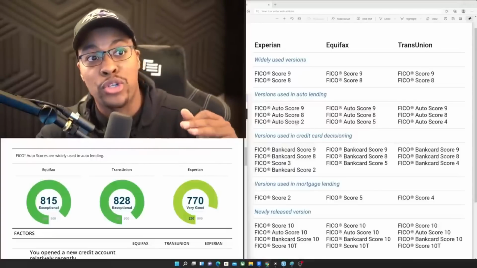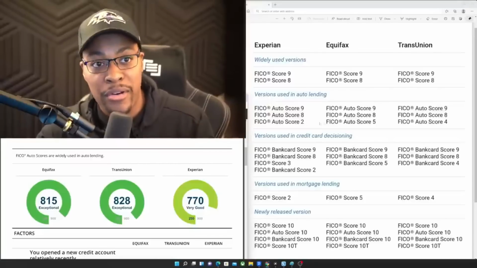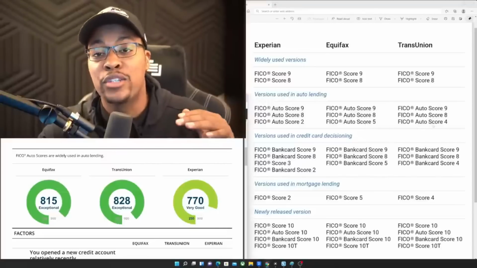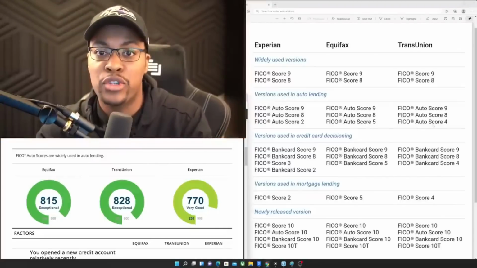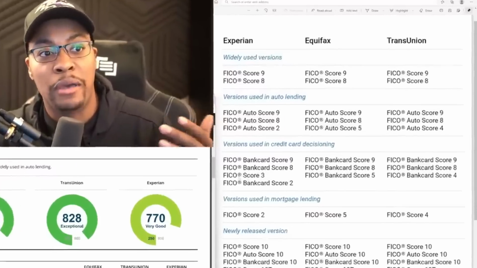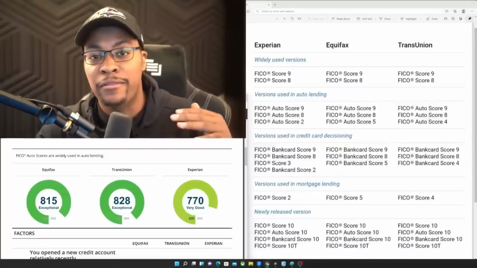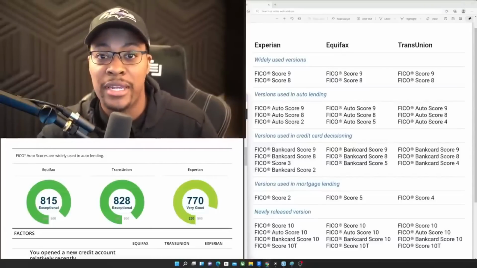You have your auto score 2, and just think of FICO 2. Anytime you see a 2, that's going to be Experian. The FICO 5 is going to be Equifax. The FICO 4 is going to be TransUnion. So it's going to be very specific to the credit bureau that's feeding that particular scoring model. You also have FICO 3, which is going to be in credit card decisioning, but that's only going to be for Experian data. So that's just something to think about whenever you see the FICO numbers. FICO 2, FICO 3, that's going to be specifically Experian data.